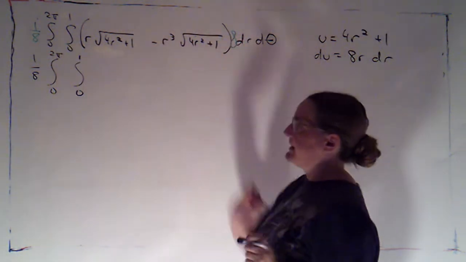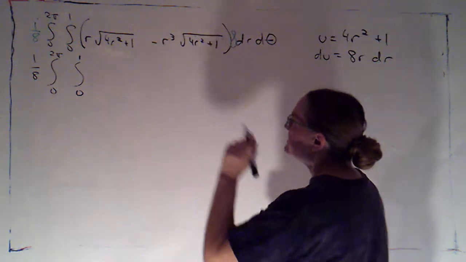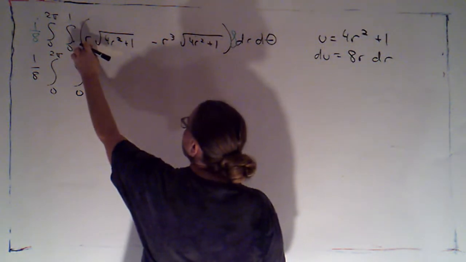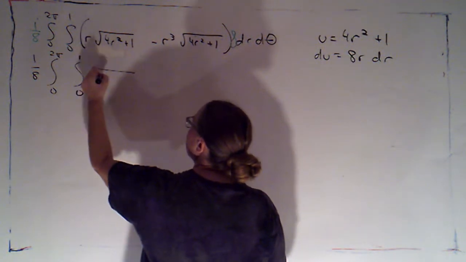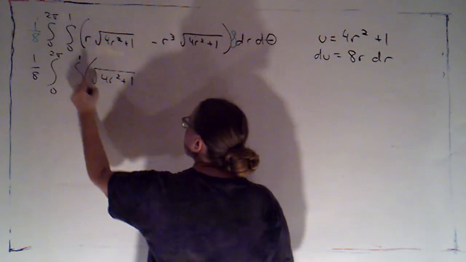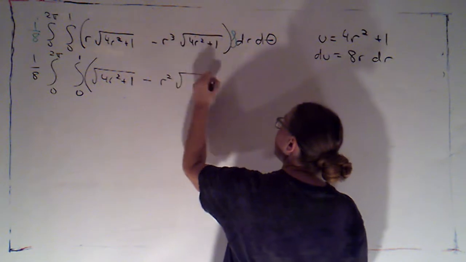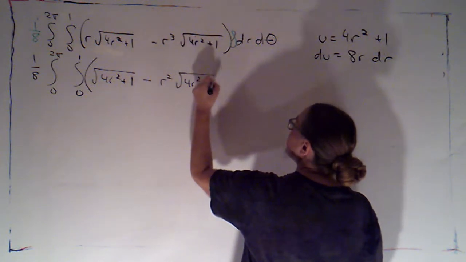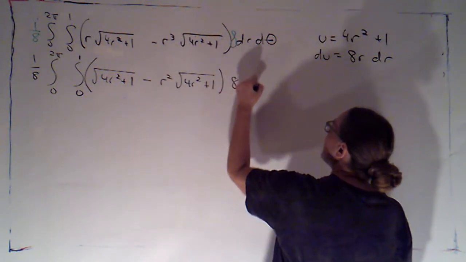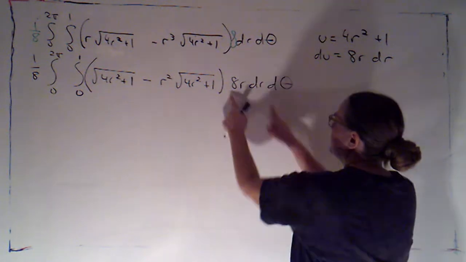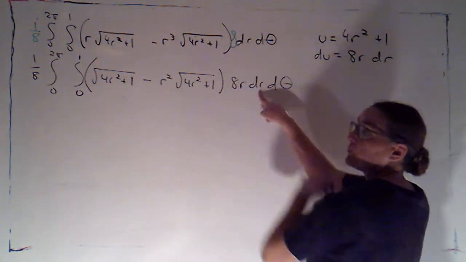So I'm still writing it in terms of r's and thetas. 0 to 1. I'm going to factor out that r. So this is just going to be a 4r squared plus 1 under the radical, minus, I'm factoring out 1r, so that's an r squared, root 4r squared plus 1, and then times 8r dr d theta. So there's my du right there.